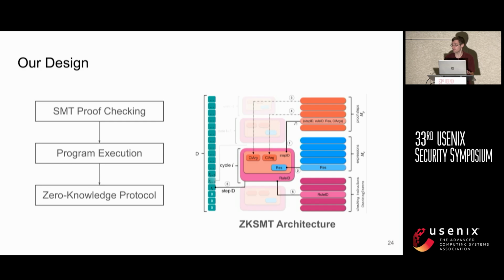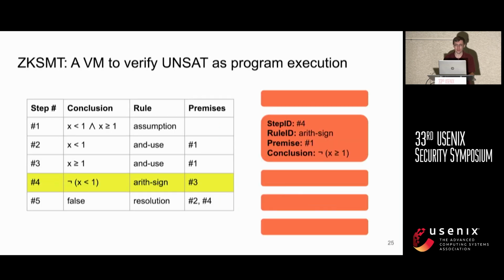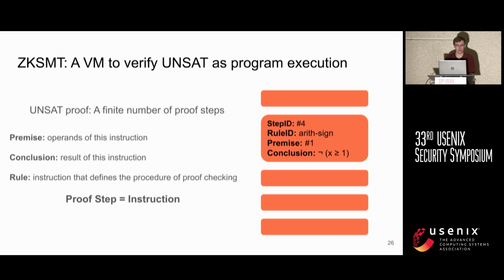This is kind of complicated, but I'll walk through some parts. So again, we wanted to treat verifying this table as program execution in a virtual machine. To continue this analogy, that would mean that each of these steps you see here is basically one instruction. So the premises correspond to operands of the instruction, the conclusion is the result, and the rule itself is the opcode. In an assembly, you have things like load, store, addition, multiplication. Here you have rules like arith sign or contradiction or and usage. So a proof step is one instruction.